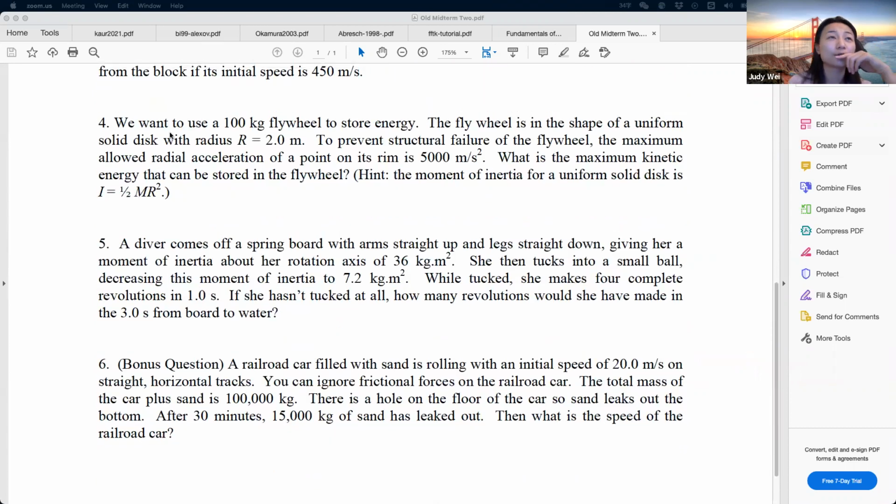Okay. Question 4: we want to use a 100 kilogram flywheel to store energy. The flywheel is in the shape of a uniform solid disk with a radius of 2. To prevent structural failure of the flywheel, the maximum allowed radial acceleration of a point on its rim is 5,000 meters per square second. What is the maximum kinetic energy that can be stored in the flywheel? The moment of inertia for a uniform disk is okay, this. So this one we have to calculate.